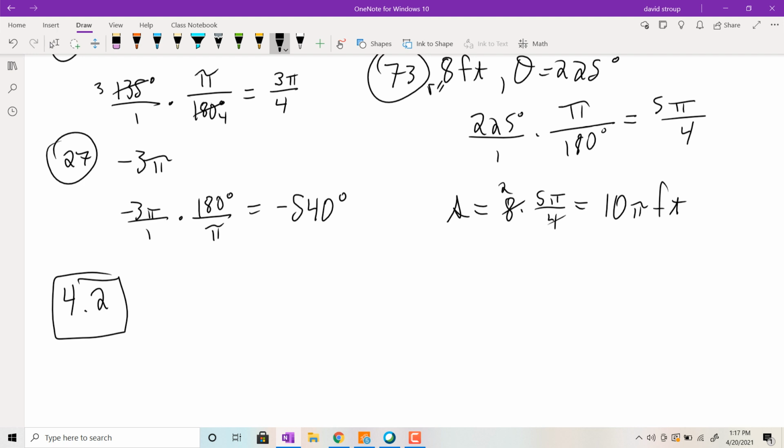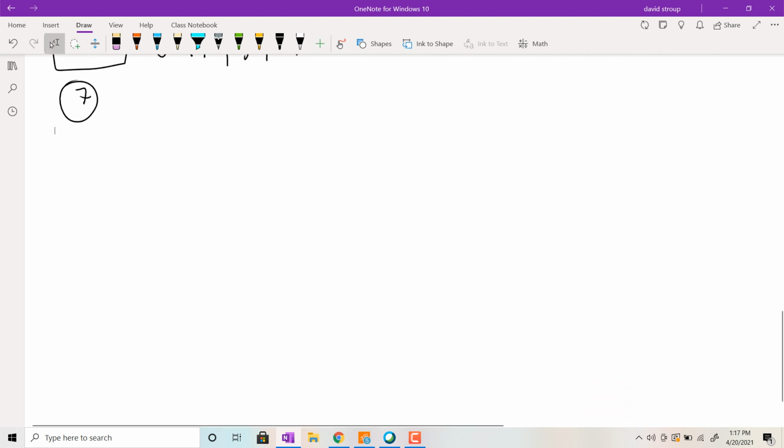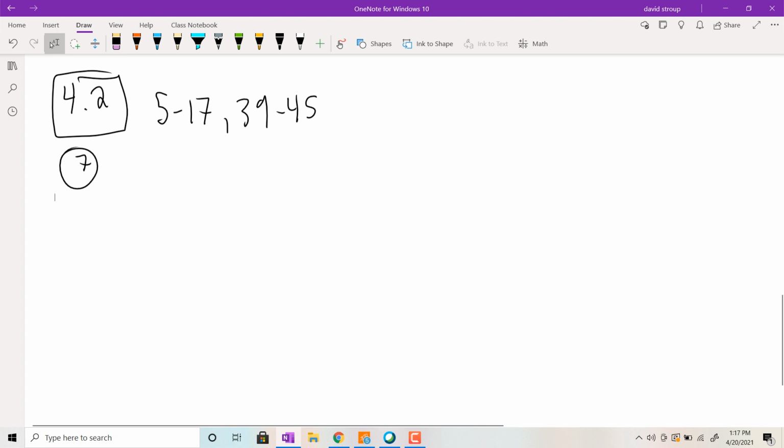Anyways, let's say 4.2. So we're looking at problems like 5 to 17, 39 to 45. We start getting our feet wet with computing cosine of particular angles. The method is to identify the reference angle and then look at which quadrant your given angle is in, and that tells you the answer. You could apply those methods here. So, for example, cosine of 5 pi over 6.